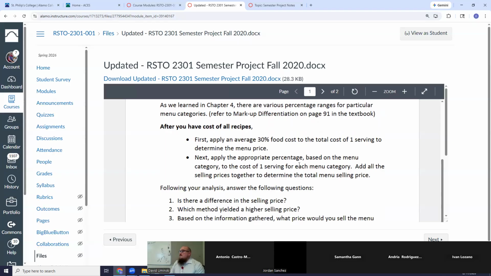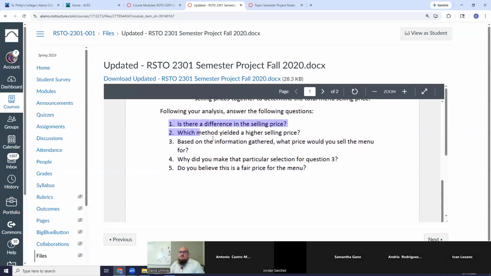The second thing you're going to do is apply that 30% food cost. If you remember what we talked about in chapter 4, different menu categories have a different percentage associated with them. So we're going to do one method where everything gets a flat 30%. Then we're going to do a second method where different categories have different percentages associated with them. And you're going to compare those two numbers. Which method gave you a higher selling price? After we do those final calculations, you're going to answer these 5 questions right here.